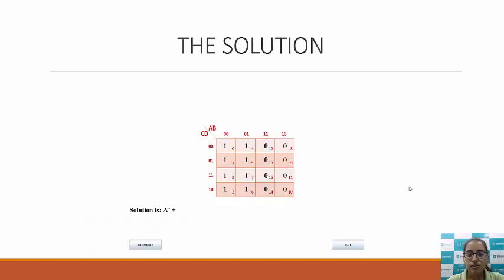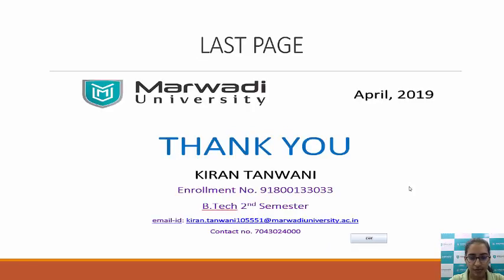Next is the solution page. As you can see, in this we have an octet as I was talking about. The octet is of 8. So it makes an octet here and the solution is A bar. Here we have a try again button. If you want, you can do the solution again.